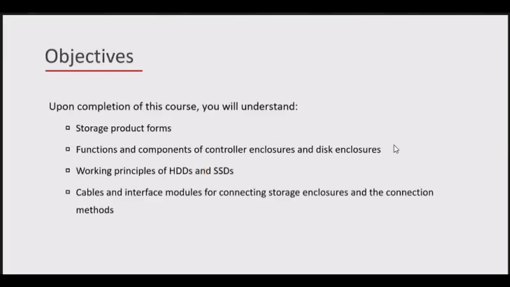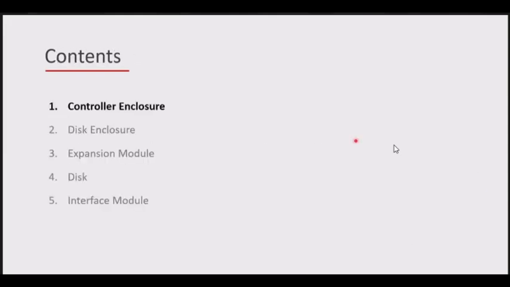Upon completion of this topic, you will be able to better understand the storage product forms, understand the functions and components of controller enclosures and disk enclosures, understand the working principles of hard disk drives and solid state disks, cables and interface modules for connecting storage enclosures, and the connection methods. Objective-wise, we have 5 things to go through. We'll go through the controller enclosure, then the disk enclosure, then the expansion module, the disks, and the interface modules themselves.